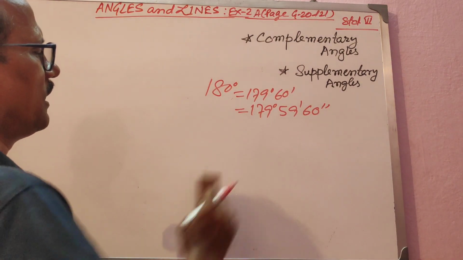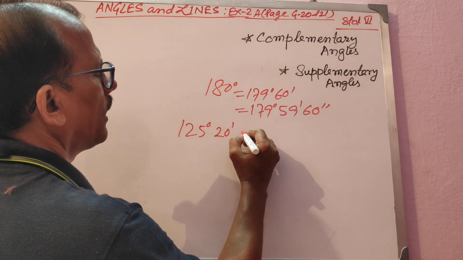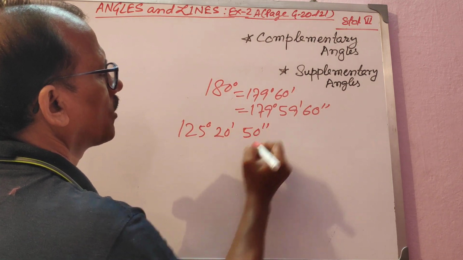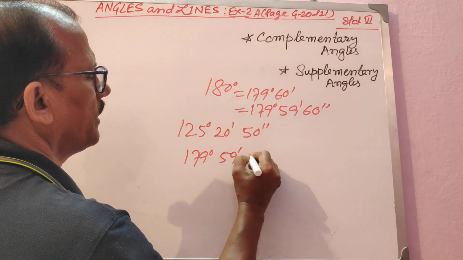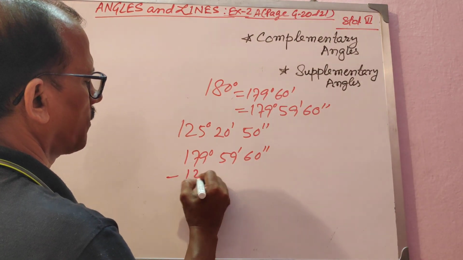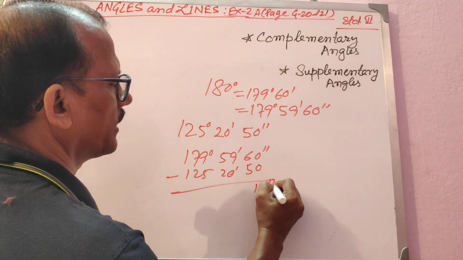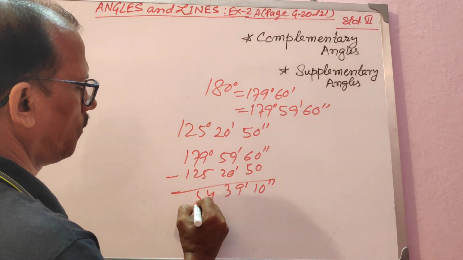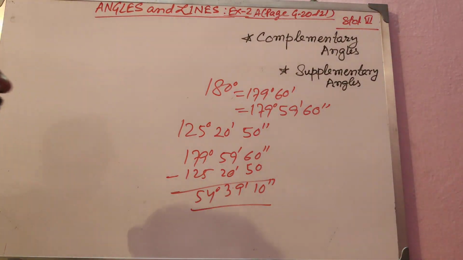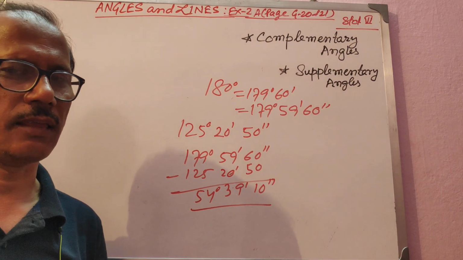Supplementary angles of each other: 60 degrees is supplementary to 120 degrees, and 120 degrees is supplementary to 60 degrees. Similarly, what will be the supplementary angle of 125 degrees 20 minutes and suppose 50 seconds? You have to subtract from 179 degrees 59 minutes 60 seconds only. That one you have to subtract to find the supplementary angle of it. If you do the subtraction, 10 seconds, 39 minutes, and 54 degrees. 54 degrees 39 minutes 10 seconds will be the supplementary angle. I hope you have understood it. I would have taken some more time, but it would be so lengthy.